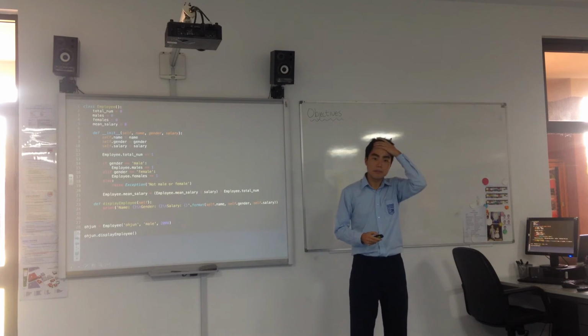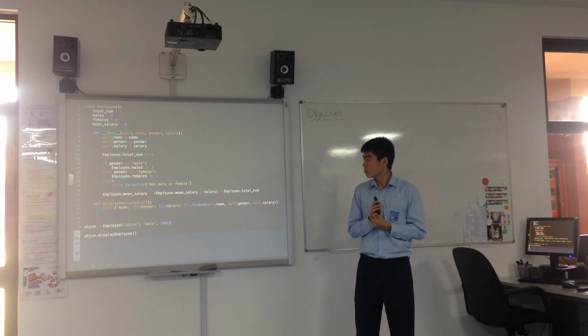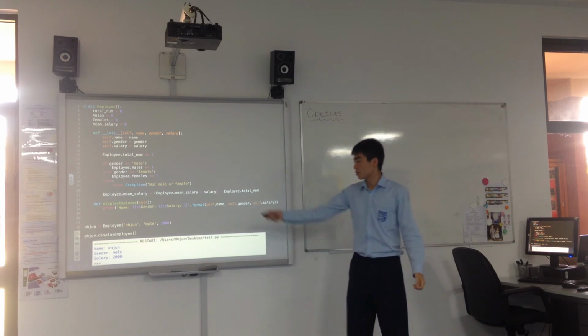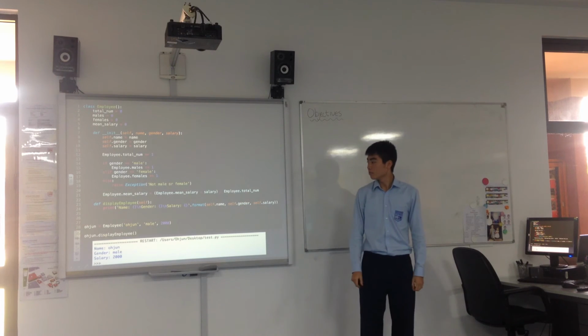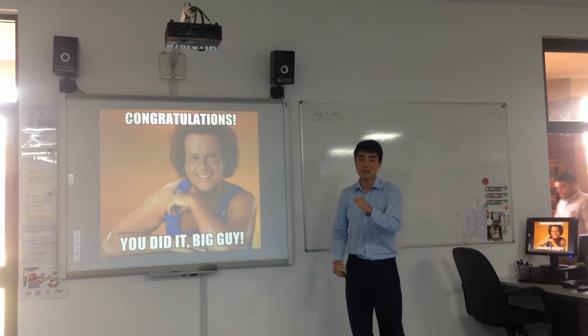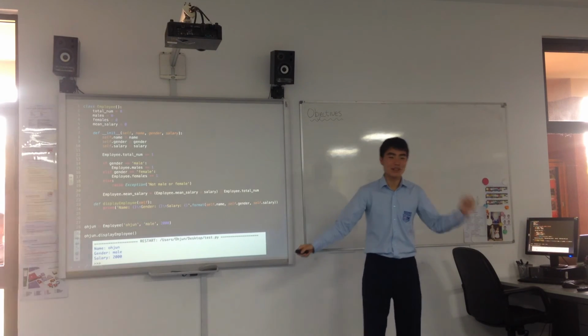And can anybody guess what this is going to return to us? Would it say name, Ojin, gender, male, salary, 2000? Yes. There we go. And you have new lines in there just to get a new line. And before I congratulate you for making it through, anybody have any questions?